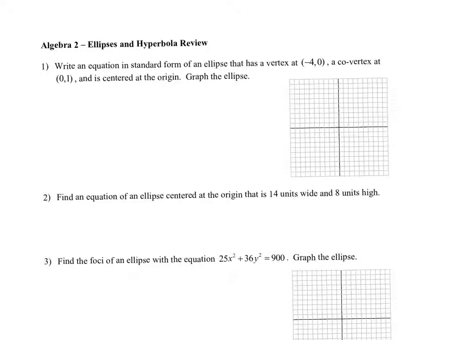Okay, if you have to write an equation, if the vertex is at negative 4, 0, then the other vertex is at positive 4, 0, and the co-vertex is at 0, 1, and the other one is at 0, negative 1. So here's a rough sketch of it. So your equation is going to be x squared over 4 squared, which is 16, plus y squared over 1 squared, which is 1, equals 1. So of course you don't have to write this divided by 1.